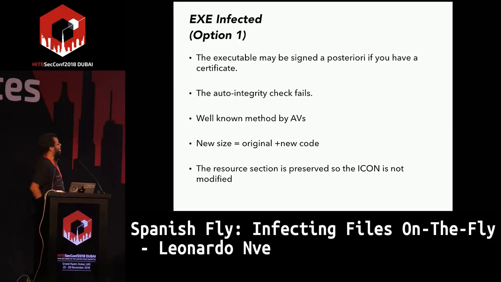The problem with this technique is that, first, after that, if you have a certificate, you can sign that file. But the auto-integrity check that some files have will fail. This is a well-known method by antiviruses. We take care of the new size. We can predict it because it's the original file plus the new code. It's easy to calculate. And with this method, you preserve the icon.